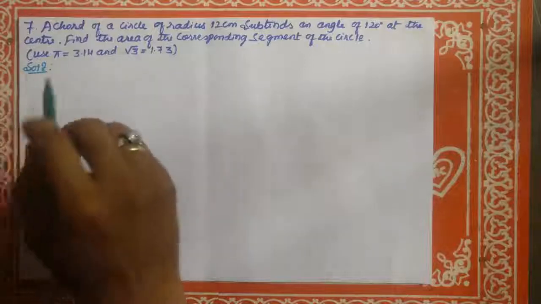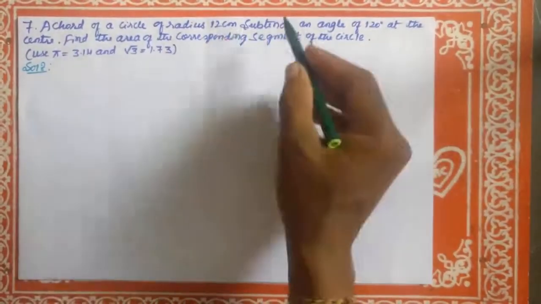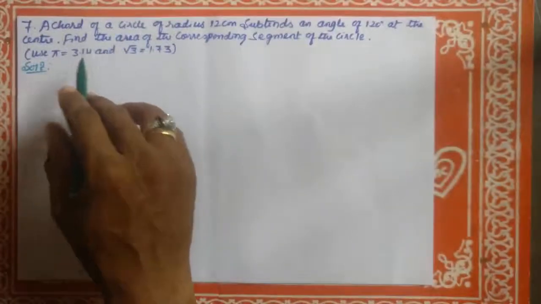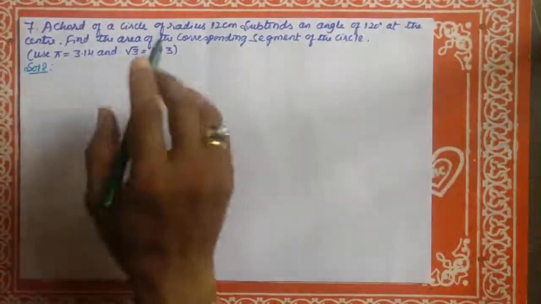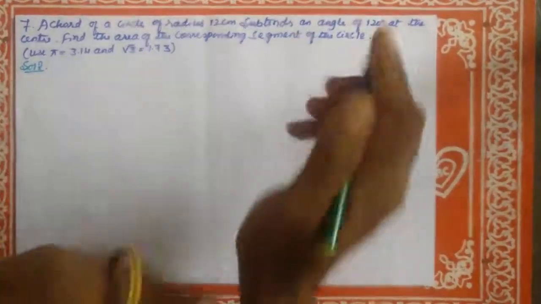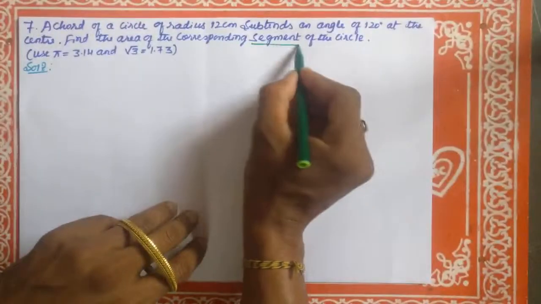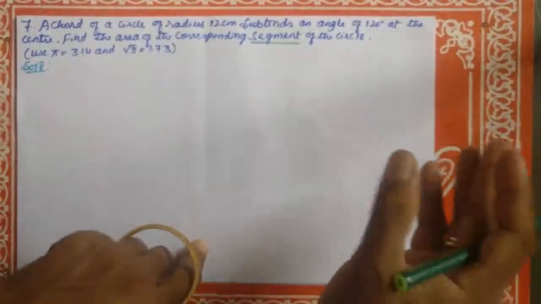Now let us discuss the seventh question. A chord of a circle of radius 12 centimeter subtends an angle of 120 degree at the center. Find the area of the corresponding segment of the circle. Here we need to find the corresponding segment of this circle. The segment they have given is the minor segment.